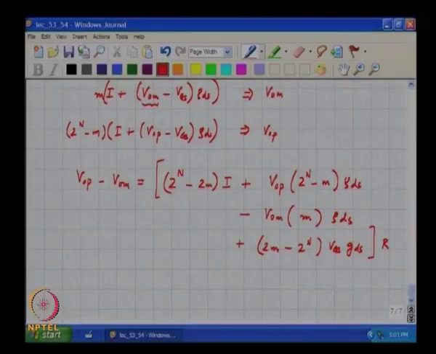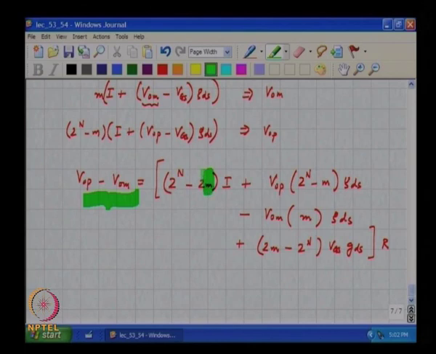I mean, here M must go from 0 to 2 to the n, obviously there must be an offset, because the DC value is always positive. If M went from minus 2 to the n minus 1 to plus 2 to the n minus 1, then you can expect the average to be 0. That 2 to the n times capital I is an offset, we do not have to worry about it. What is important is to notice that if GDS was 0, VOP minus VOM is a linear function of M. The moment there is finite output impedance, what do you think will happen?